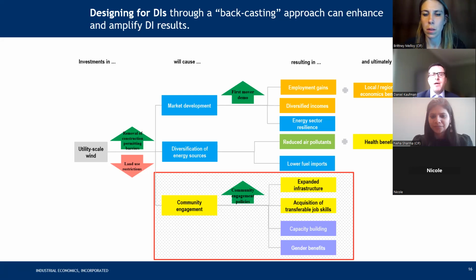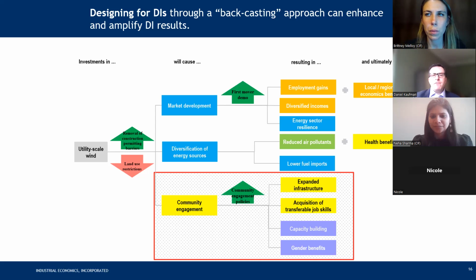You still would have had the air quality benefits and the renewable power generation that results from utility scale wind, but the community engagement benefits and all of the development impacts that resulted from the community engagement benefits, which are shown in the red box at the bottom of the slide, would not necessarily have resulted without that intentional focus upfront on community engagement. So then the question becomes, how can we better plan for development impacts upfront?